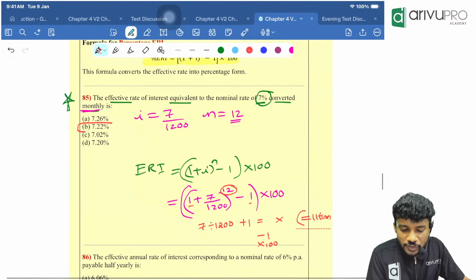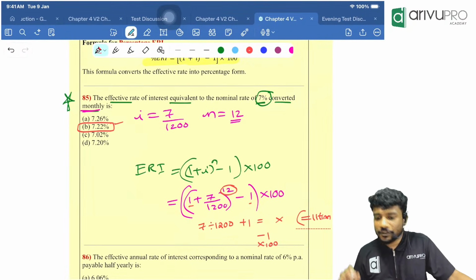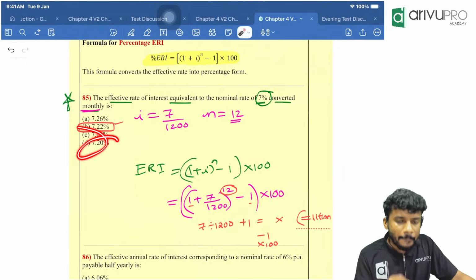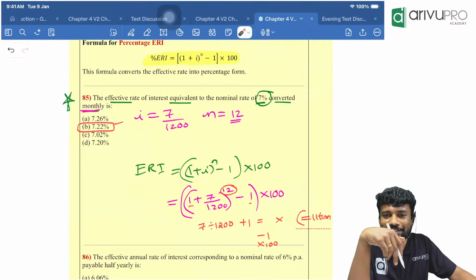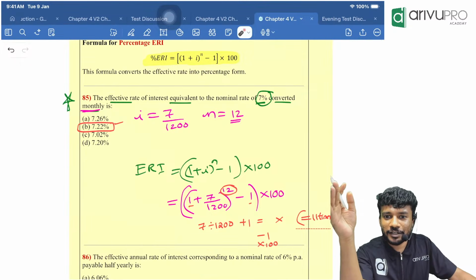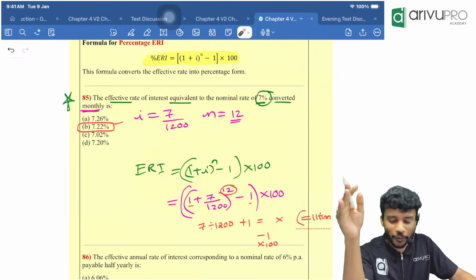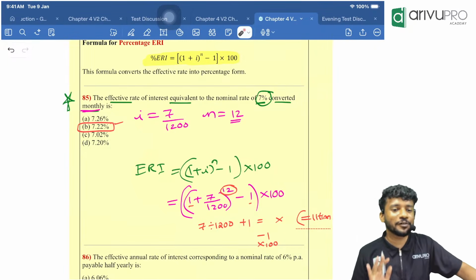7.229. So which option is that? Option B. If you approximate, sometimes you will get 7.2. That is also there in the option. You will mark that. Will you get a mark? Yes, negative mark. Yes, that will be there. So don't approximate anything. Always go directly.